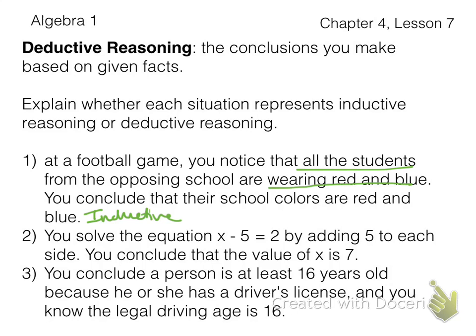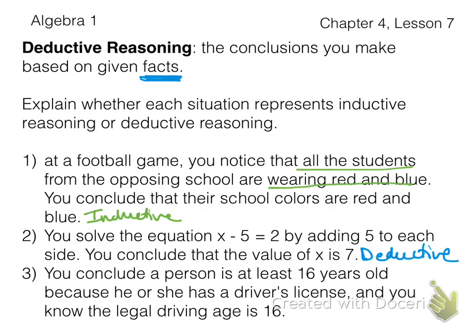Now, the next question is, you solve the equation x minus 5 equals 2 by adding 5 to each side. You conclude that the value of x is 7. Now, this is based on a law of math. It's a property of math. So since you're basing it on a property, properties are pretty much fact because they hold true every single time. This is what we call deductive.